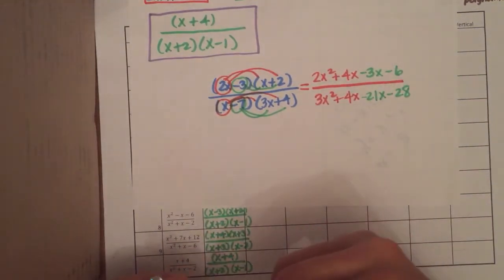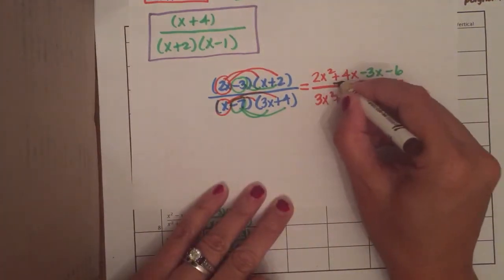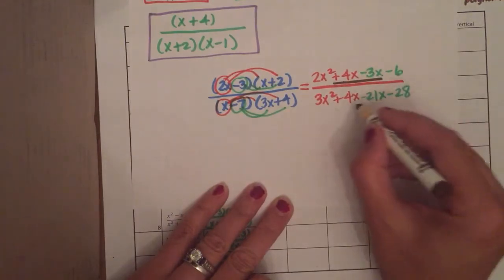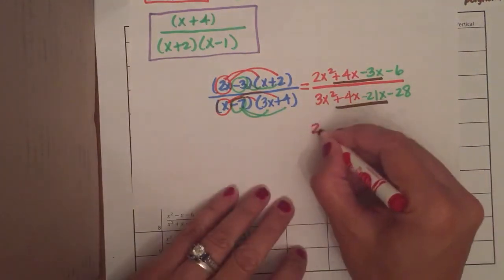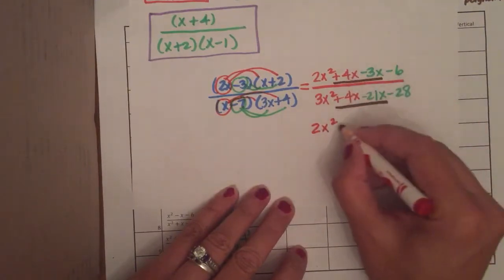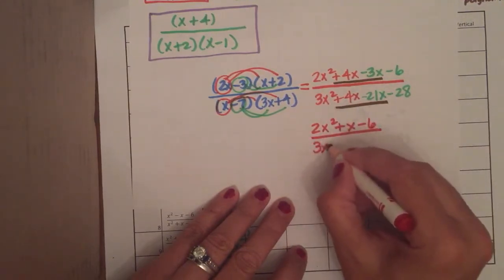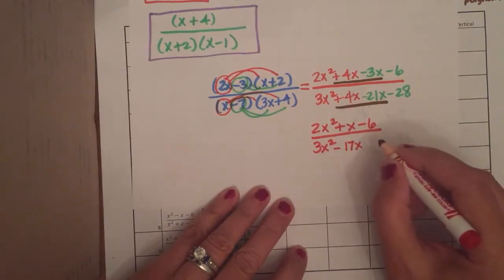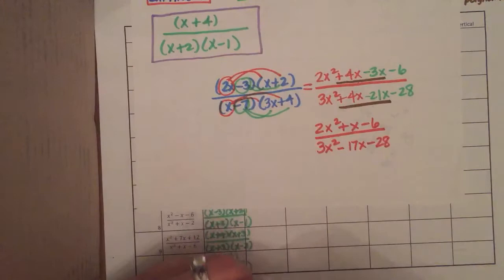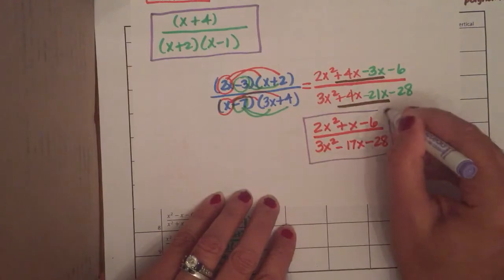The last step for me is going to be, can I combine anything here? And the answer is yes. I have a positive 4x and a negative 3x I can combine on top, and I have a positive 4x and a negative 21x I can combine on the bottom. Those are my like terms. So I will have 2x squared plus 4x minus 3x is x, minus 6, over 3x squared, and 4x minus 21x is minus 17x, minus 28. And that is going to be the expanded form of those factors.